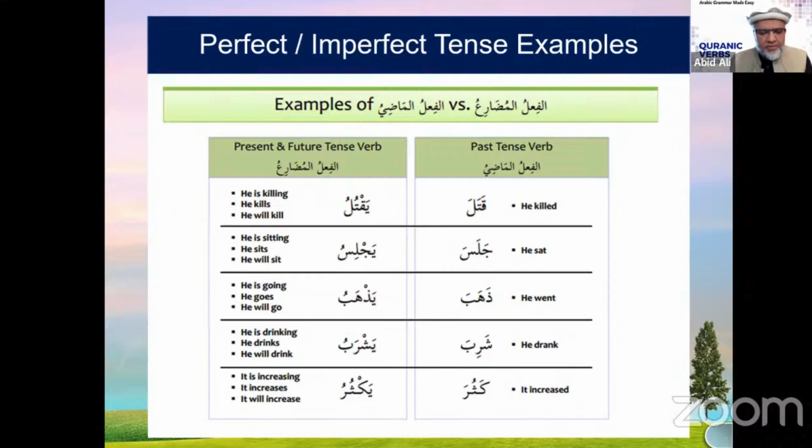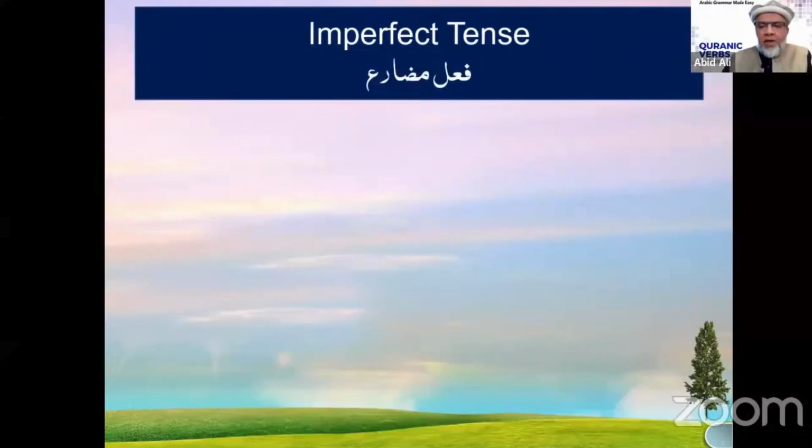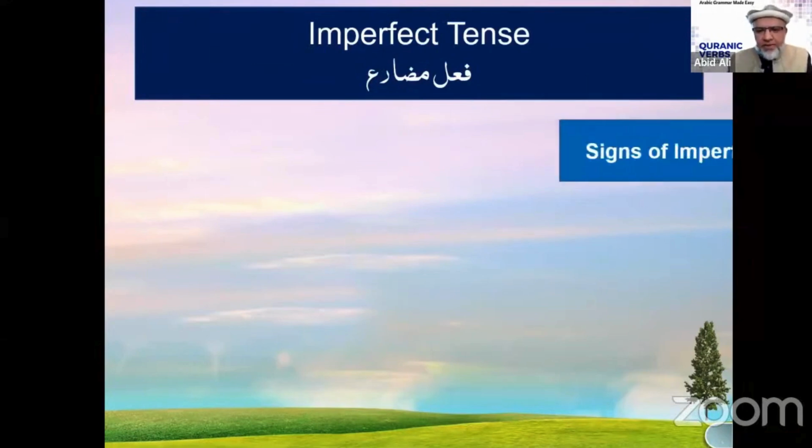Inshallah. So are you ready for this? Yes. Inshallah. Okay. Good. Inshallah. Good.